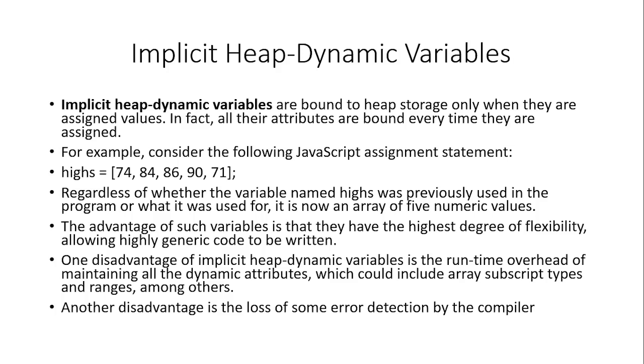One disadvantage of implicit heap dynamic variables is the runtime overhead of maintaining all the dynamic attributes, which could include array subscript types and ranges, among others. Another disadvantage is the loss of some error detection by the compiler. Because of the repeated declarations of the same variables, there is a chance that some error detection can be lost, and the compiler may fail to detect some errors.